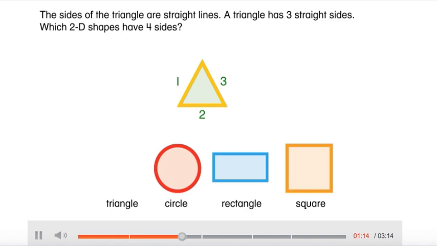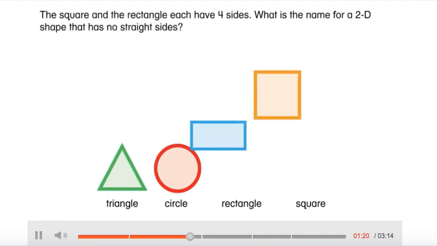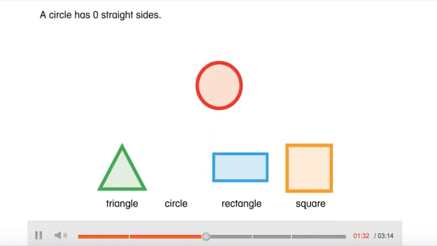Which 2D shapes have 4 sides? The square and the rectangle each have 4 sides. What is the name for a 2D shape that has no straight sides? A circle has 0 straight sides.